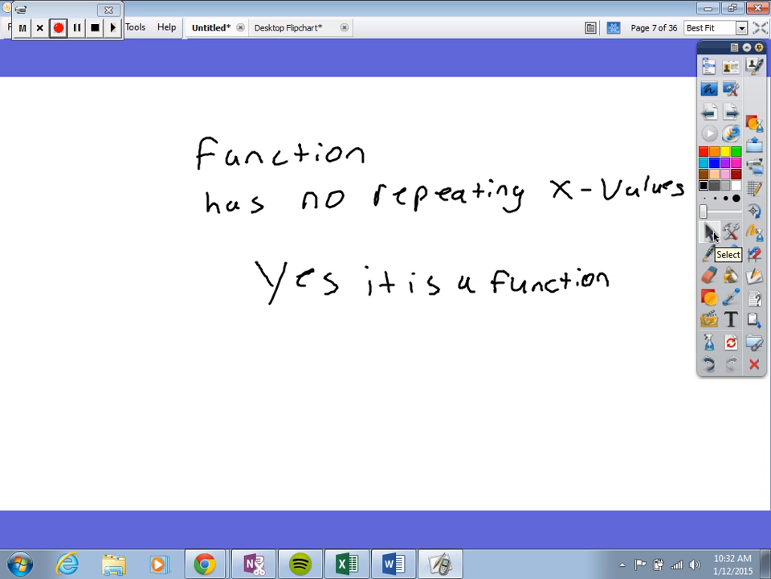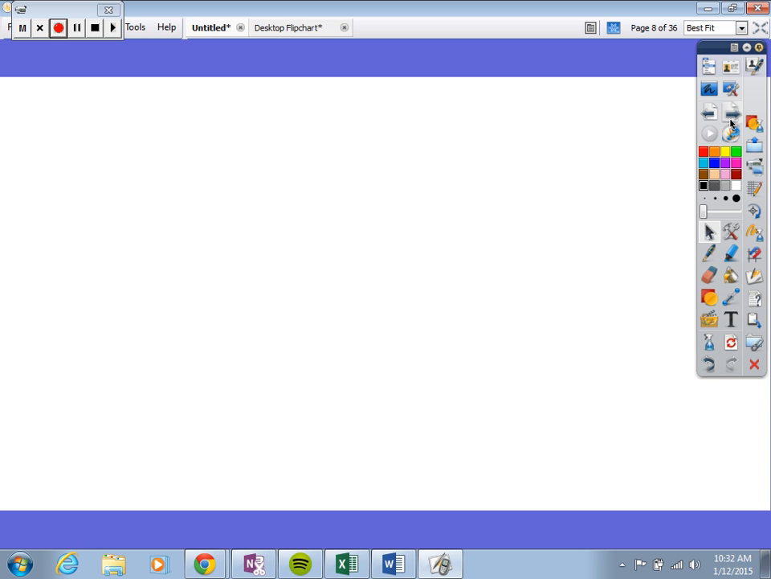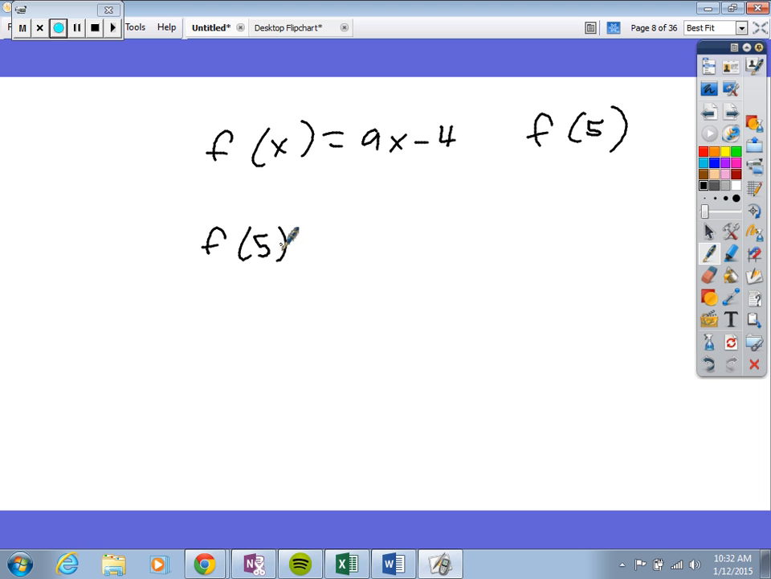Let's go on to number 8. Number 8 says, for f of x is equal to 9x minus 4, evaluate f of 5. So first thing I'm going to do is just write down f of x is equal to 9x minus 4, f of 5. So now all you simply do is when it gives you f of 5, you just plug in 5 for x. We're just going to say f of 5 is equal to 9 times 5 minus 4.